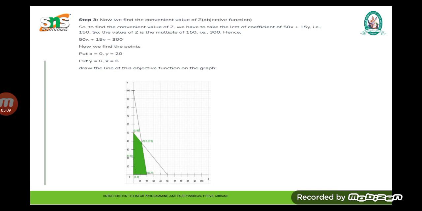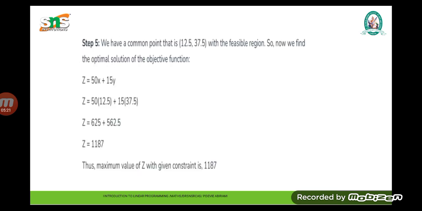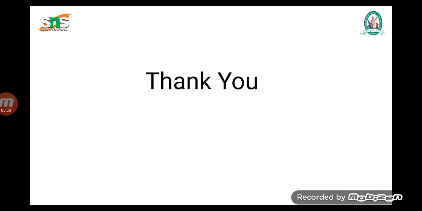So to find the objective function, my equation is 50x plus 15y is equal to 300. I'm going to solve this equation to find my exact corner value. So my optimum common point is 12.5 and 37.5. This is the corner common point of my feasible region. Now I'm going to substitute that value in my max z so that I get my answer as 1187. So the maximum value z of the given constraint is 1187. This is how we have to calculate isoprofit method by using a graphical method.